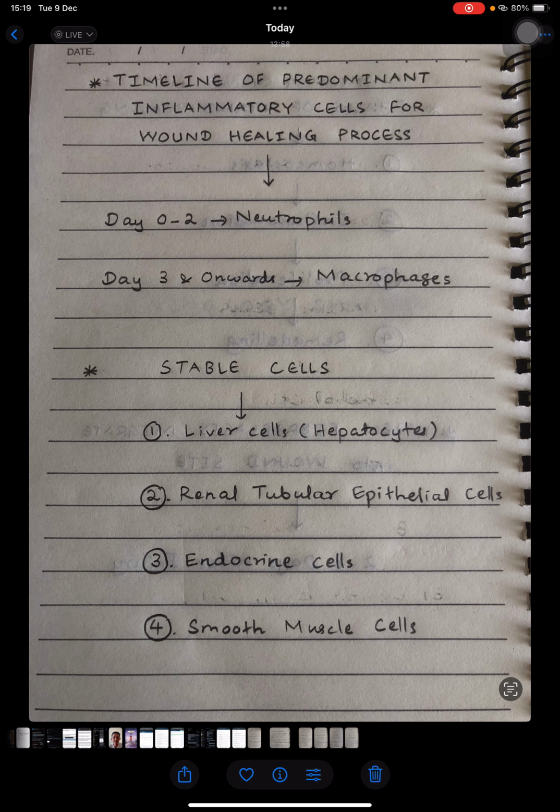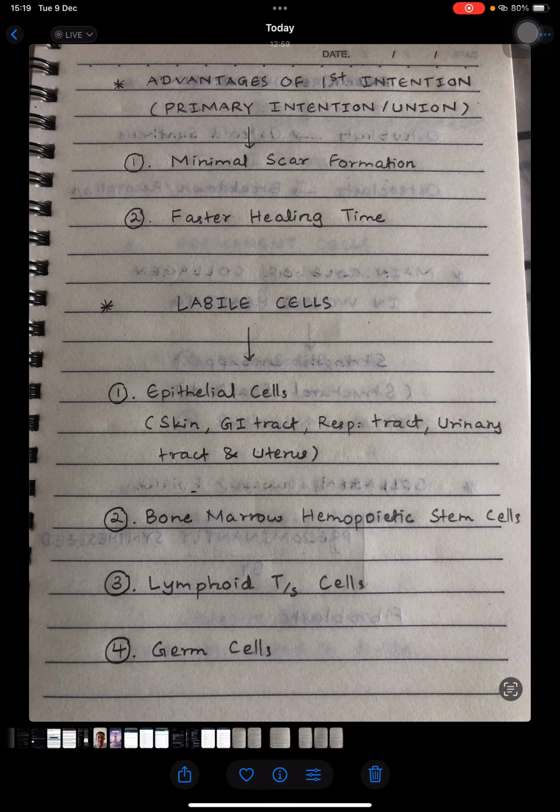The next keynote is regarding stable cells. The examples of stable cells are liver cells, also known as hepatocytes, renal tubular epithelial cells, endocrine gland cells, and smooth muscle cells. You need to memorize these 4 stable cells for exam purposes. Now let's go to the next page.